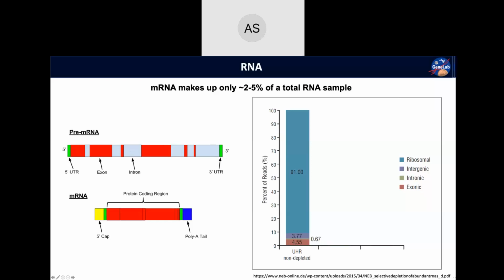And what happens as pre-mRNA is matured into messenger RNA is we see splicing happen. So those introns are removed and the exons come together. And then we also see a 5' cap added on at the 5' end. And then we see a poly A tail added onto the 3' end. So hopefully this is bringing back some molecular biology for you guys.